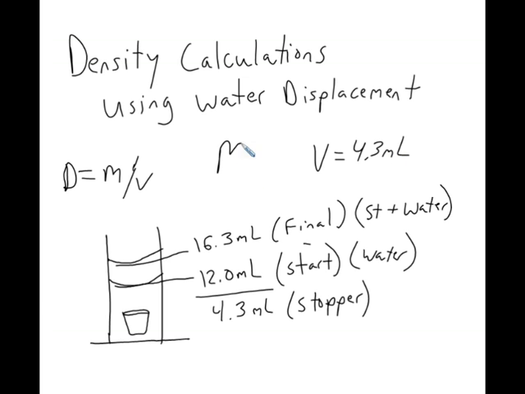The mass, we put it on the balance, and it tells us. That's pretty easy. So let's say, to make it easy, that our mass was 15 grams. The volume was 4.3 milliliters. We simply plug it into this formula, dividing these two numbers. 15 divided by 4.3. I don't have a calculator here, so let me open up my drawer to find one.